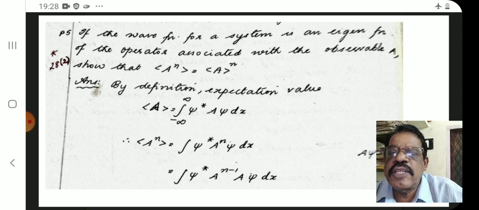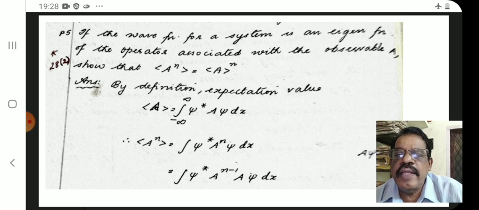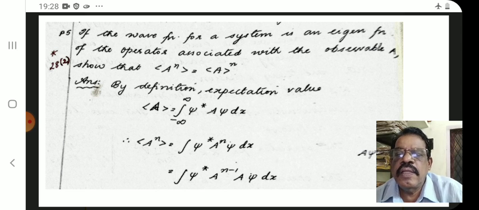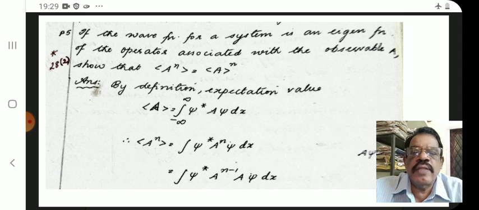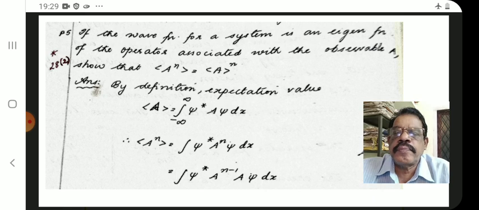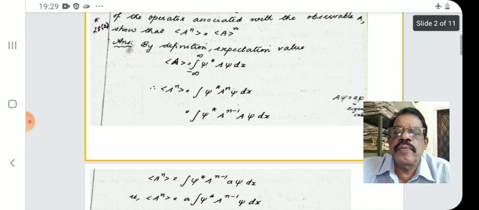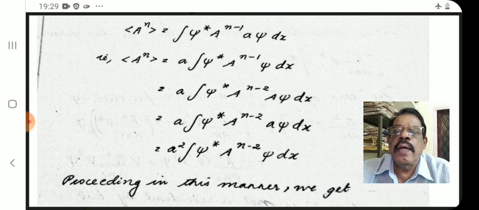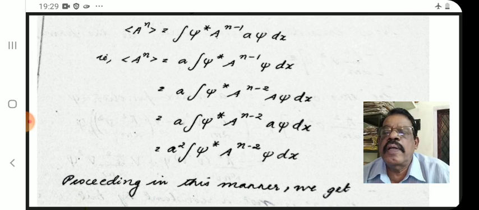Therefore, the expectation of A raised to n, which is the LHS, is the integral of psi star A raised to n psi dx. And this A raised to n in the RHS we write as A raised to n minus 1 into A. Therefore, the integral becomes psi star A raised to n minus 1 A psi dx. I think it is very easy. A raised to n is A raised to n minus 1 into A. Again, we repeat this step.